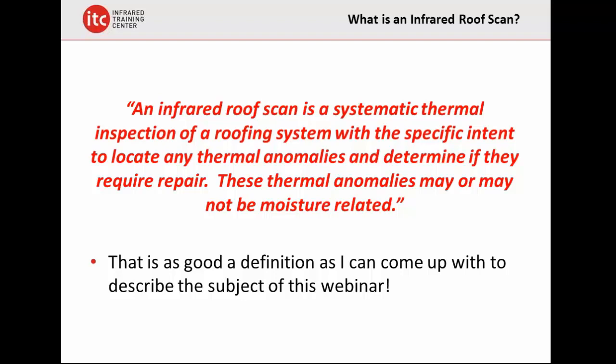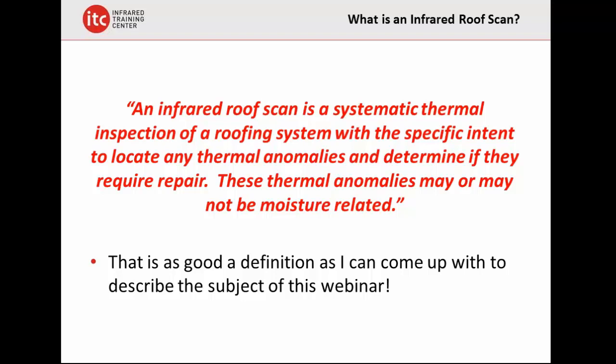And so they're going to get a systematic inspection. You're not going to be wandering around bouncing like a super ball off their roof, because if you are, I'll guarantee you'll miss things. And you are going to be looking for thermal anomalies. An anomaly would be something that doesn't belong. They're not all moisture related.